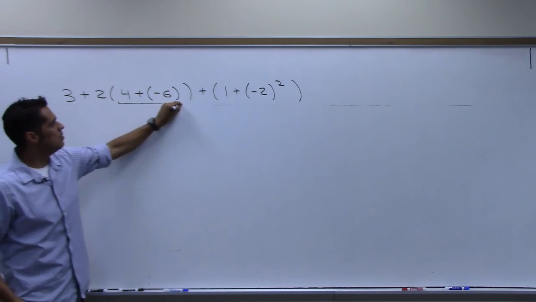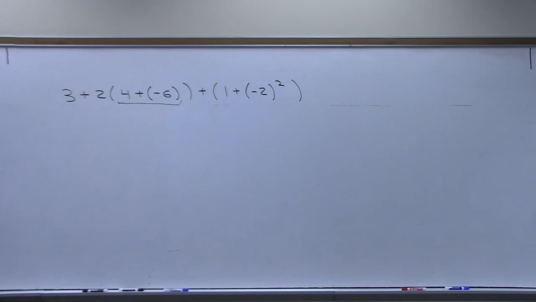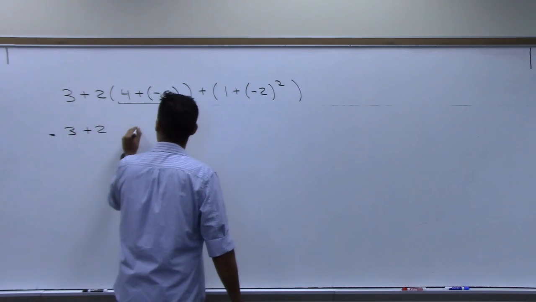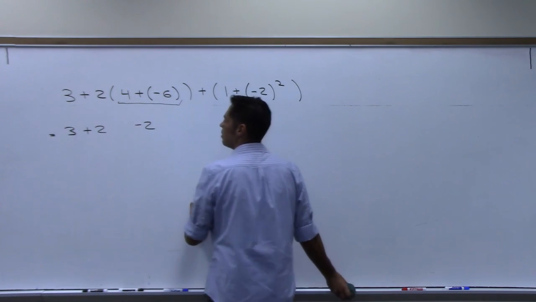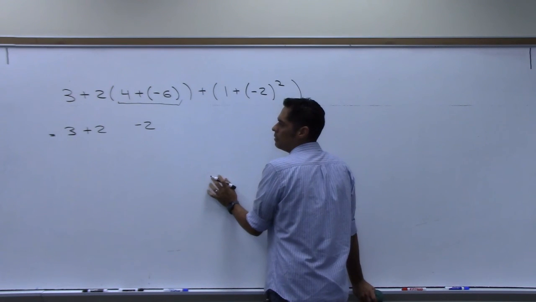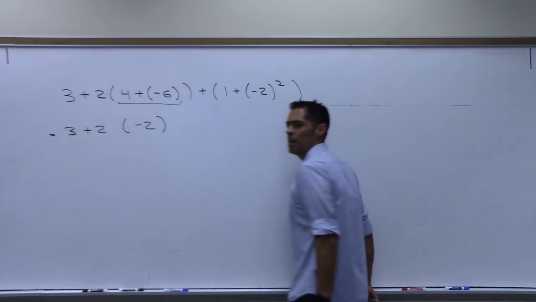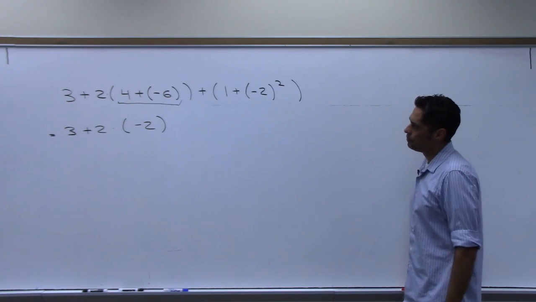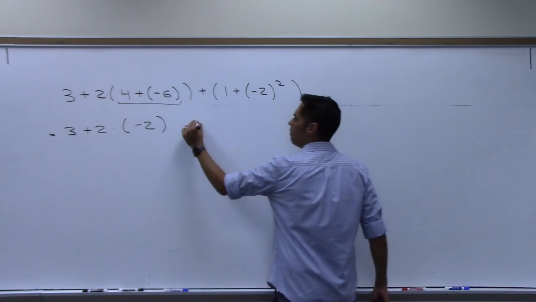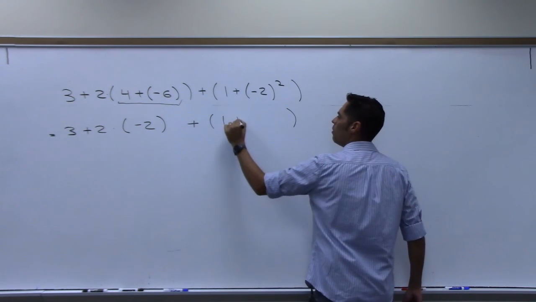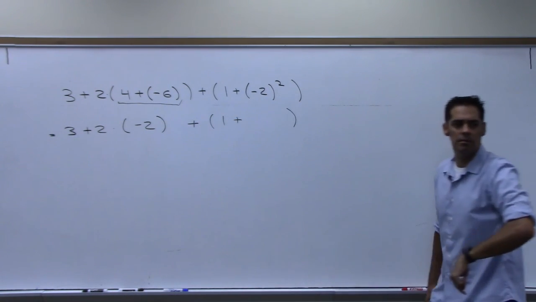Can I put those two together? What's 4 plus -6? -2. So this equals 3 plus 2, and then this is -2. What should I put? Parentheses. The reason is that's multiplication, so that's going to be multiplication. Plus, now inside this parentheses, let's do this: 1 plus, what's -2 squared? +4.